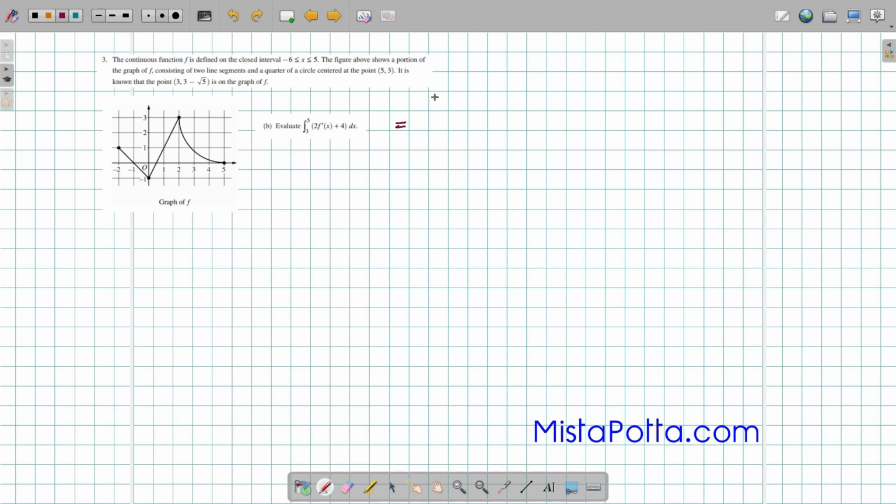Now keep in mind, this is going to be equal to the integral from 3 to 5 of 2f prime plus the integral from 3 to 5 of 4. Just the property of integrals here. And I can take this 2 and take it outside. And now I've got some stuff that's easy to evaluate. This is going to be 2 times the integral of f prime, which is going to be f. So it's really going to be f of 5 minus f of 3.